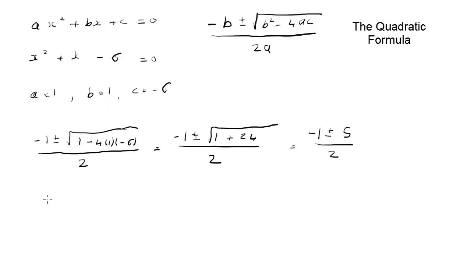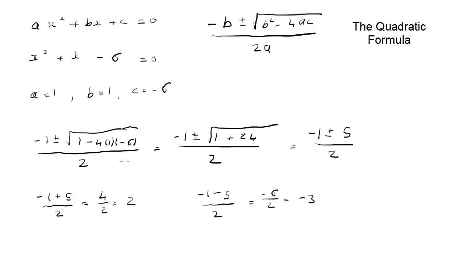So let's see it with the plus. With the plus we get minus 1 plus 5 over 2, so that's 4 over 2, and that is 2. On the other hand, we get minus 1 minus 5 over 2, so that's minus 1 take away 5, so that's minus 6, divided by 2. Minus 6 divided by 2 is going to be minus 3. So we've got two solutions, which is also a little bit weird, but we'll see that they both work.